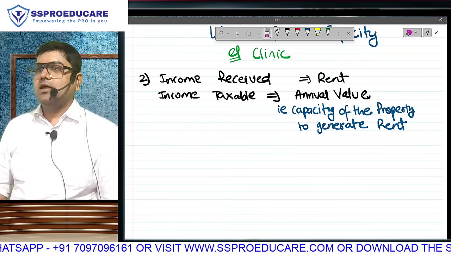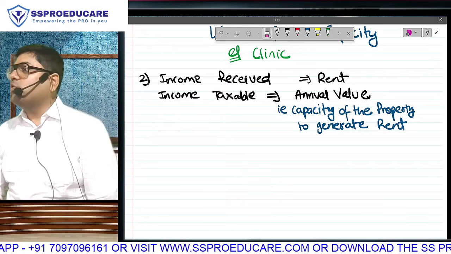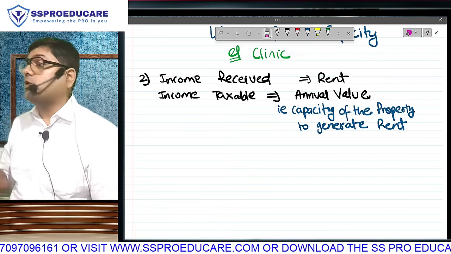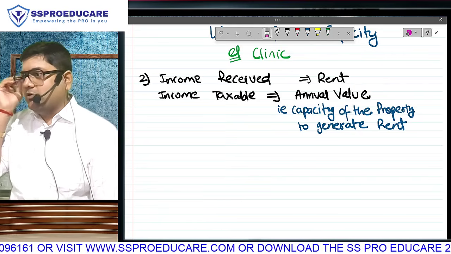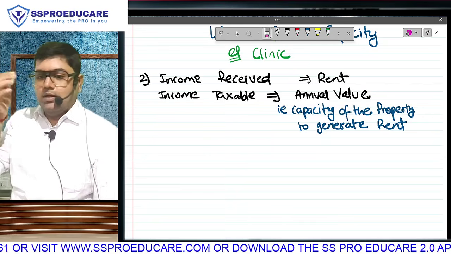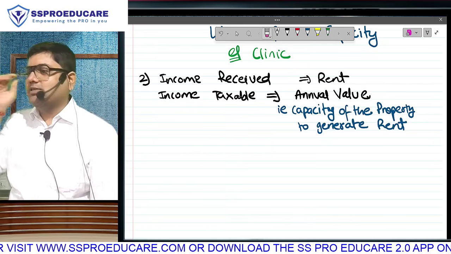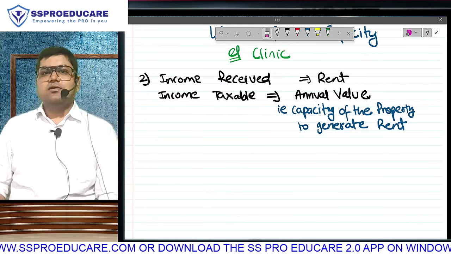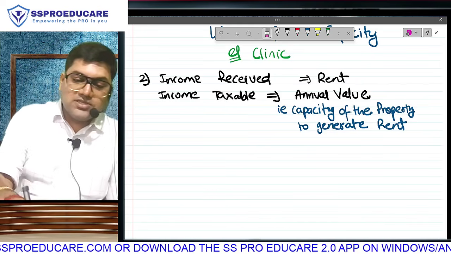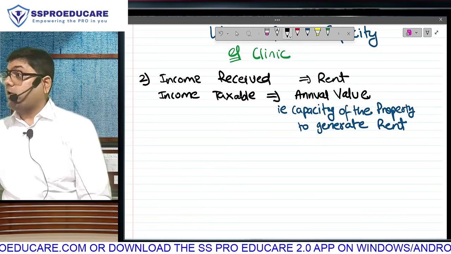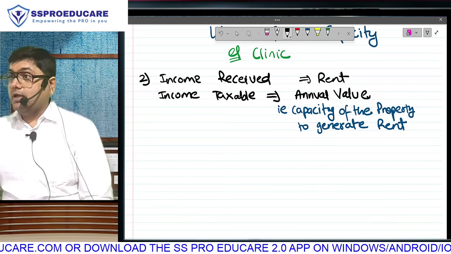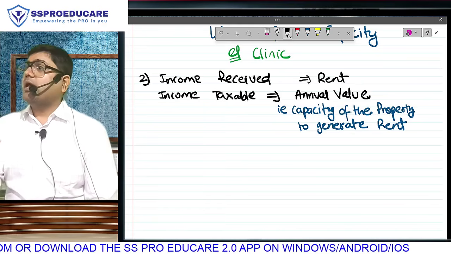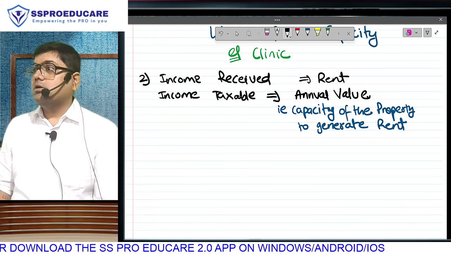Okay. Everyone is with me? Meaning, what will you earn? Come on. Rent. But what will you pay tax on? Annual value. What is annual value? Market rent? No. Actual rent or market rent, whichever is higher, that is the capacity of the property to generate rent. Understood? Second point. I think you have understood the second point. In one line, wherever there is land involved, cash will be involved. Correct?